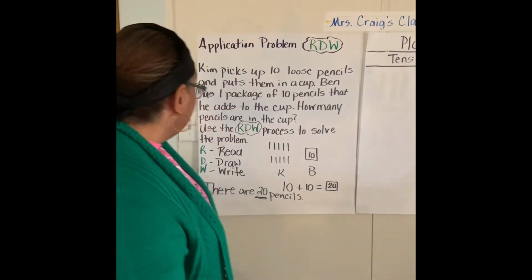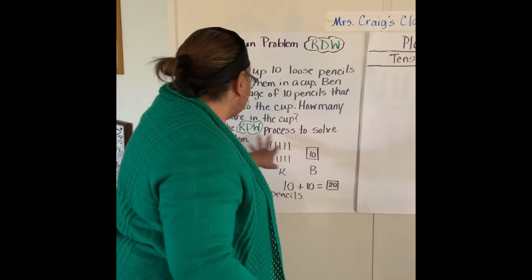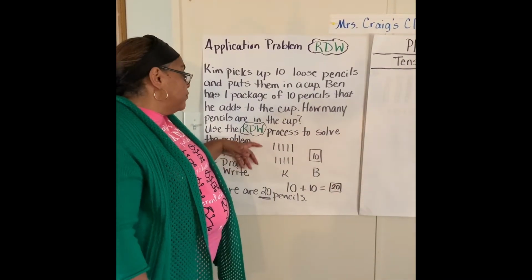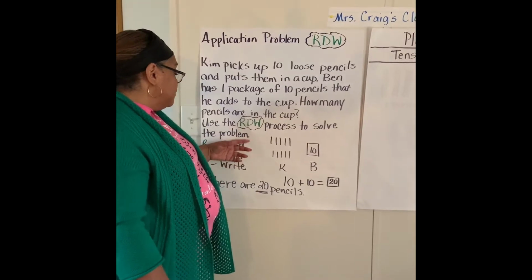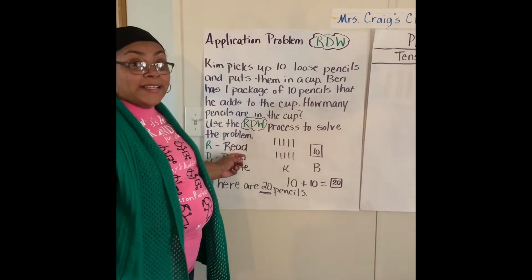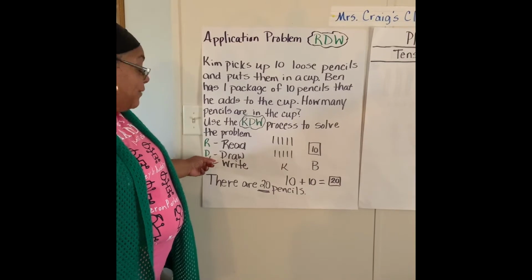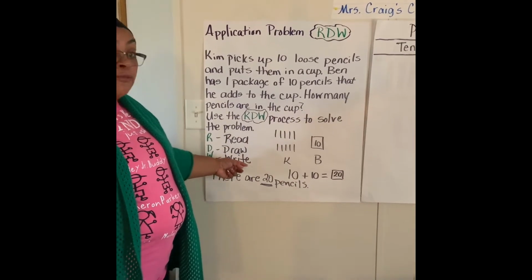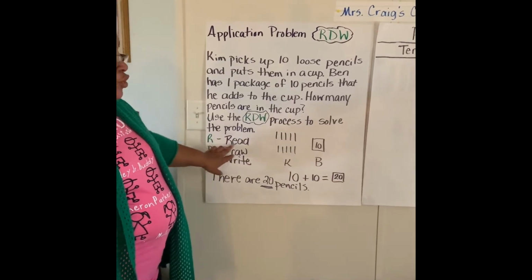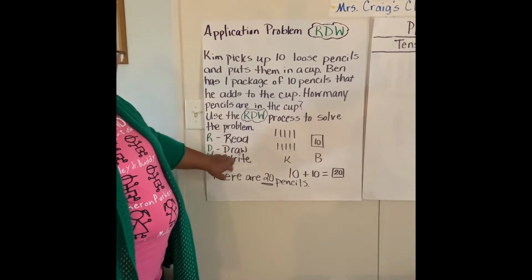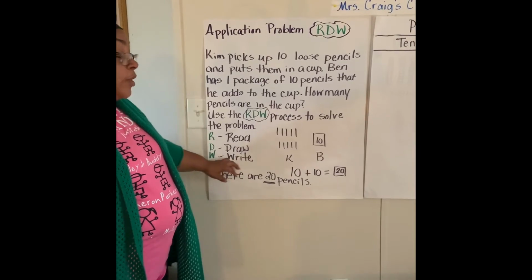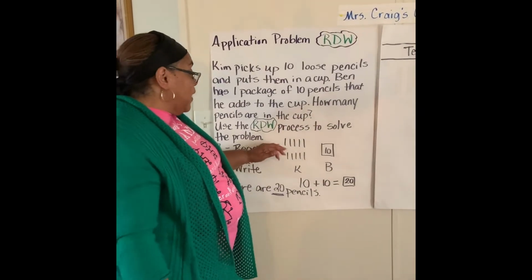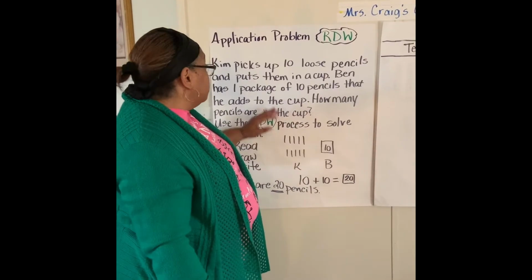Okay? It says use the RDW process to solve the problem. Who remembers what RDW stands for? What do we say for read? The R is read. Then we have the D for draw. And then we have the W for write. Boys and girls, we're going to read something. Then we're going to draw something. Then we're going to write a number sentence and a statement. Okay? We're going to draw. We're going to read again.